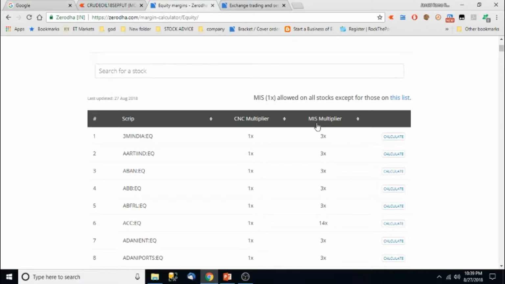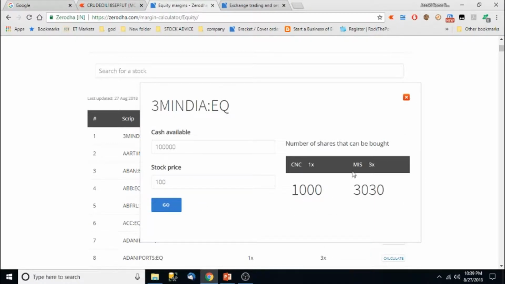Whereas with MIS, in intraday, we'll see how many stocks we get. If we click calculate, we'll know simply here. Suppose I have 1 lakh rupees and the stock price is 100 rupees. In cash and carry I can buy 1000 shares and I can hold them for as many days as I can.